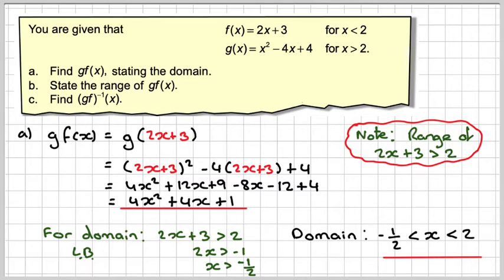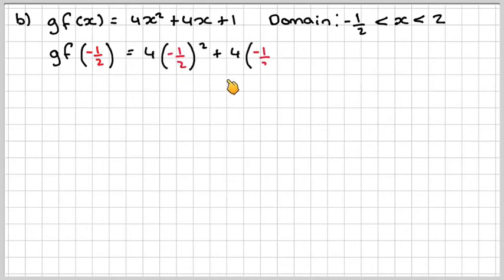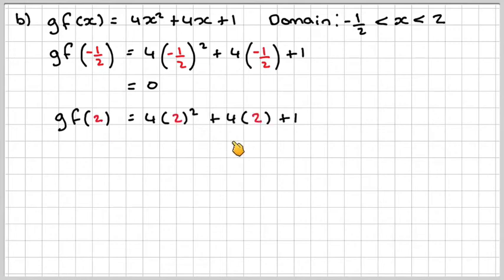Right, now we need to state the range. So all we need to do is take those two values here and stick them in here to get the range. So, gf of minus 1/2, substituting minus 1/2 in here, you're going to get 4 times minus 1/2 squared plus 4 times minus 1/2 plus 1, which gives you 0. And gf of 2 is 4 times 2 squared plus 4 times 2 plus 1, which will give you 25.